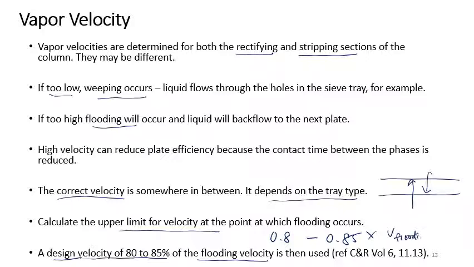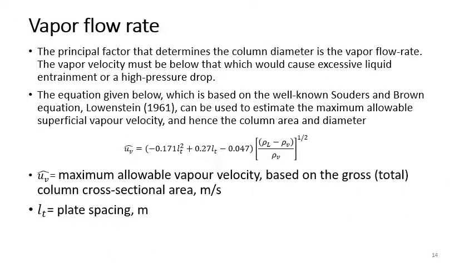Okay, and if you want to refer more, you can refer to this book, Coulson and Richardson, Volume 6, Chapter 11.13, on ways to determine the suitable vapor velocity. All of these, bear in mind, are empirical correlations, meaning they are what has been practiced. There's no real scientific explanation as to why this formula is used, but rather it's based on experience.